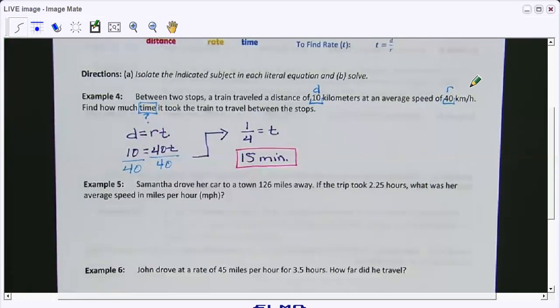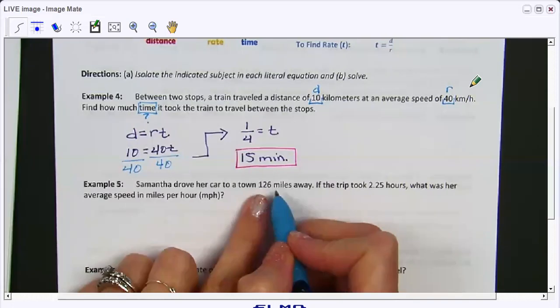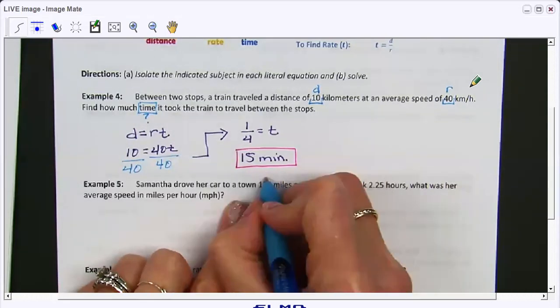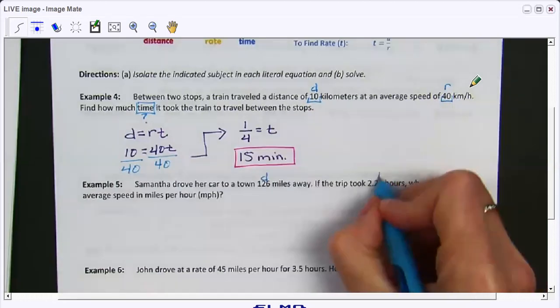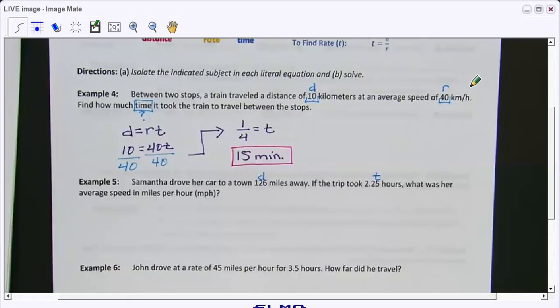All right. Let's go down to example 5. Samantha drove her car to a town 126 miles away. So what does 126 miles represent in our formula? The distance. If the trip took 2.25 hours, that's 2 hours and 15 minutes. Hours represents time. What was her average speed in miles per hour?